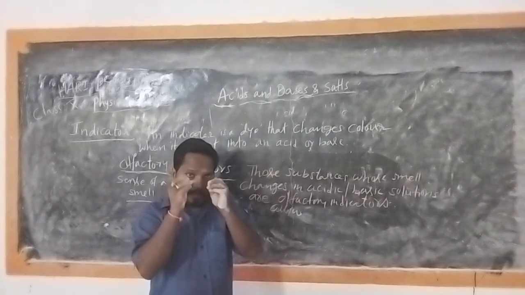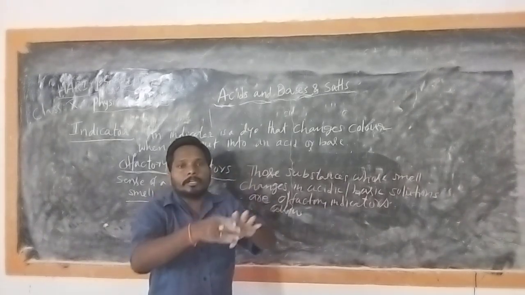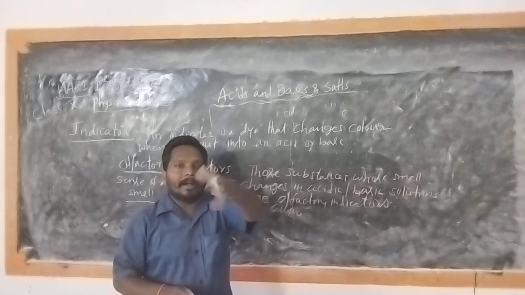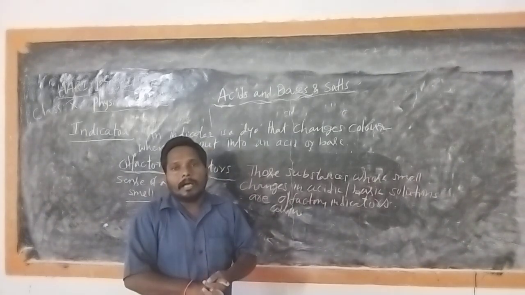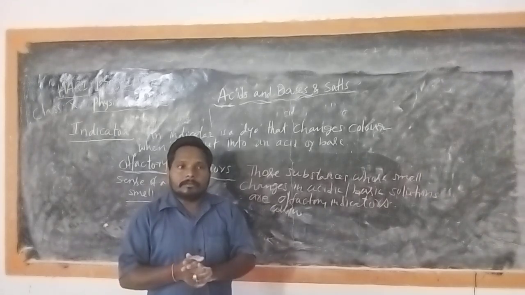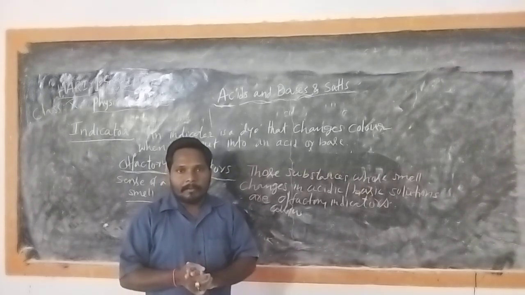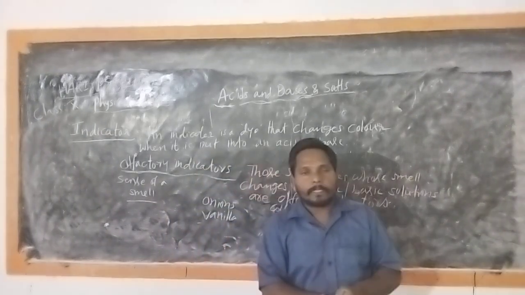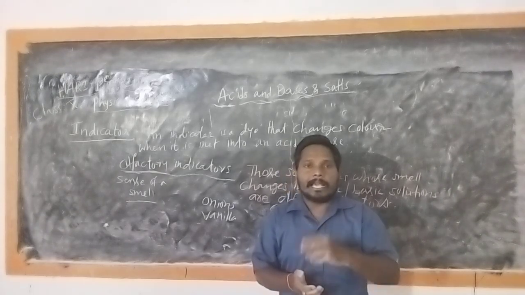Now the onion has a characteristic smell. Now add sodium hydroxide solution. What will happen? We cannot recognize the smell of onion. Whereas if we place it in an acidic solution, the onion still has its smell, and we are able to experience the onion smell. Whereas in a base, we cannot recognize the onion smell. So in this way, we can recognize whether the given solution is an acid or a base.